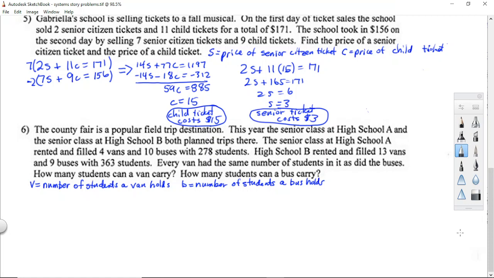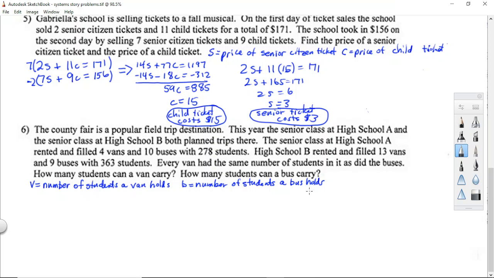Every van had the same number of students in it as did the buses. So all the vans hold some certain number of students, and they're all the same. Every bus holds a different number of students, probably, but it's all the same. Each bus holds the same number. How many students can a van carry? How many students can a bus carry? So we'll make our variables. V equals the number of students the van holds. B equals the number of students the bus holds.